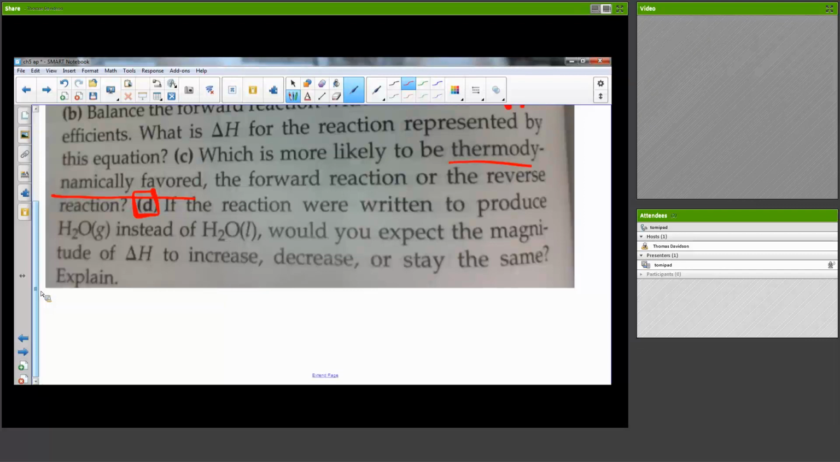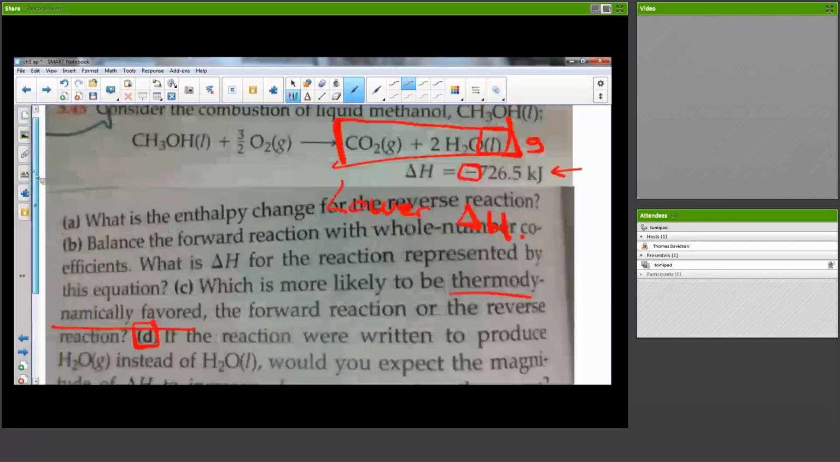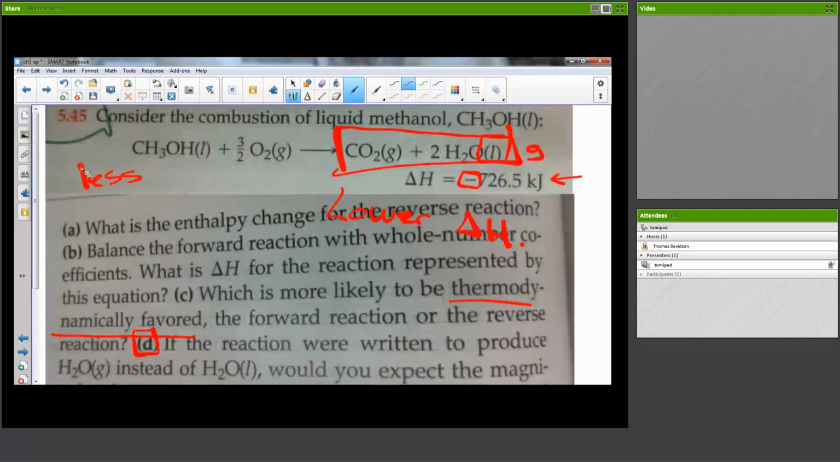I better hurry then. The answer is that it becomes less negative. The technical answers say it increases, but instead of negative 726, it would be like negative 500. Because instead of releasing all the same energy, some of that energy is stuck in the gaseous water itself. It has enthalpy in and of itself, so less of it is just straight released as heat. Who understood that little thing I just said?